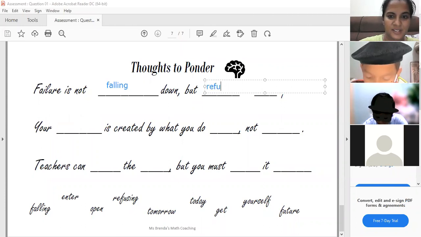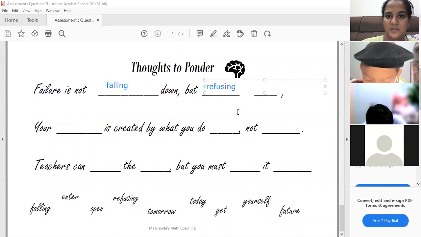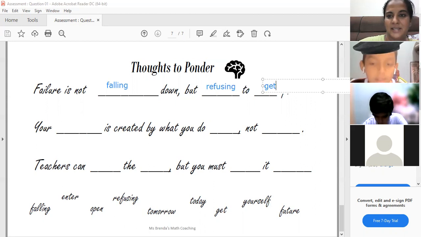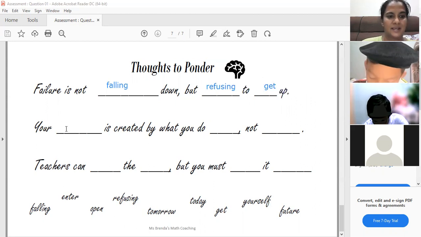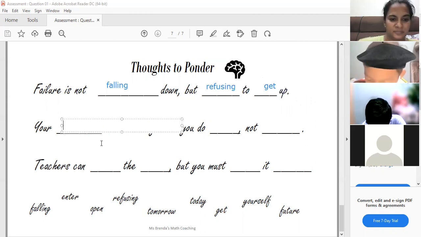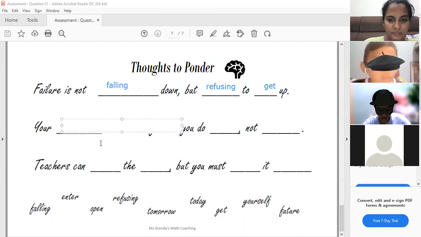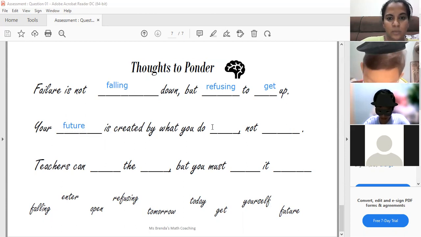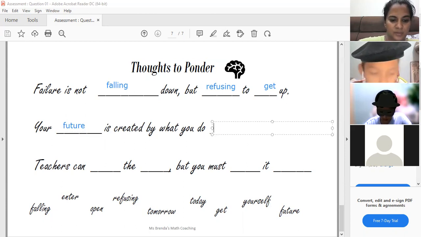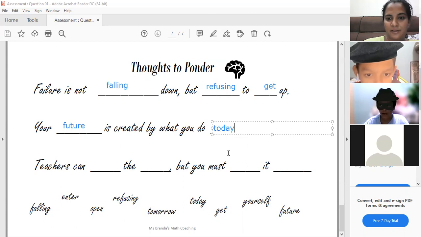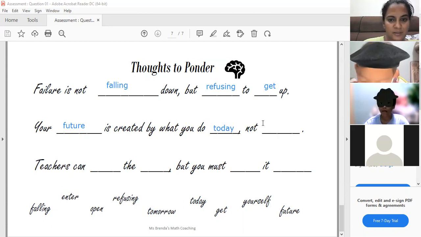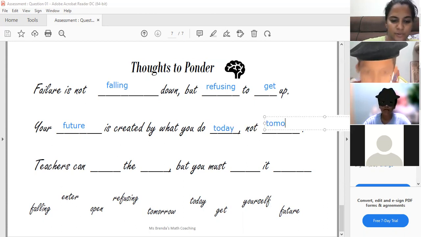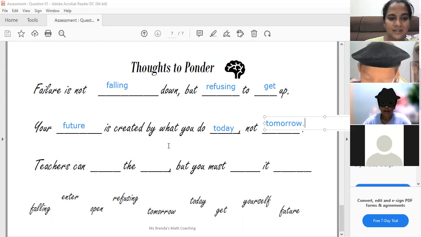Very good. Refusing to get up. Okay. And then this one, your future is created by what you do today. Very good. Not tomorrow. Okay, very good. Well done.